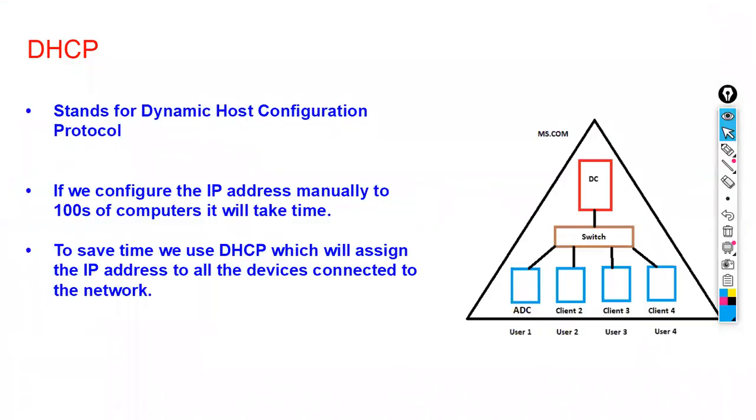So DHCP stands for Dynamic Host Configuration Protocol. If we need to configure the IP address manually on hundreds of computers, it will take time. To save the time, we use DHCP, which will assign the IP address to all the devices connected to the network. So this DHCP server will assign the IP addresses automatically.